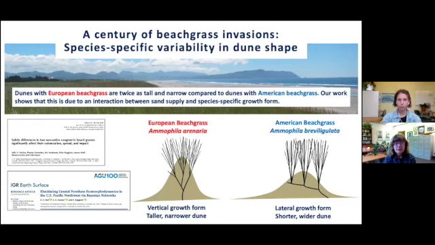And so we've done a lot of research on this. We've done experiments and also field surveys and observations. And what our work shows is that due to this interaction between sand supply and this species-specific growth form, so how they actually grow in the field, the result can be different shaped dunes. Next slide.